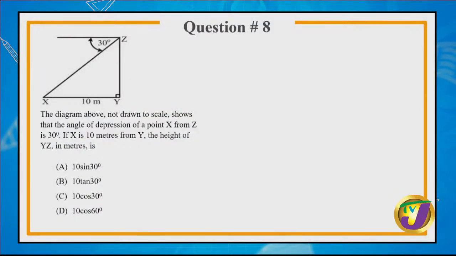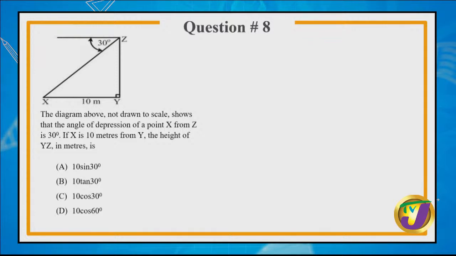Good. Here we have a diagram. Pay attention to the information on the diagram. The diagram above, not drawn to scale, shows that the angle of depression of a point X from Z is 30 degrees. If X is 10 meters from Y, the height of YX in meters is?